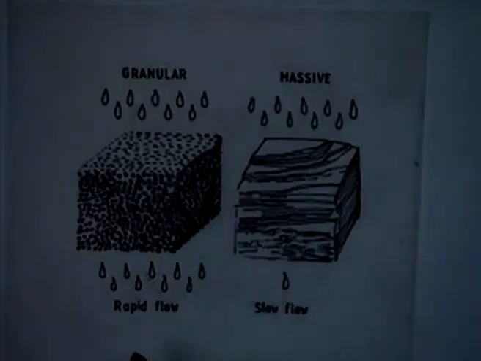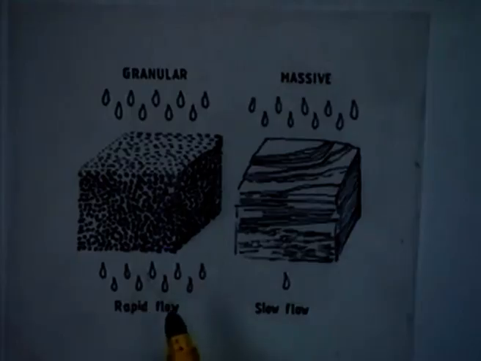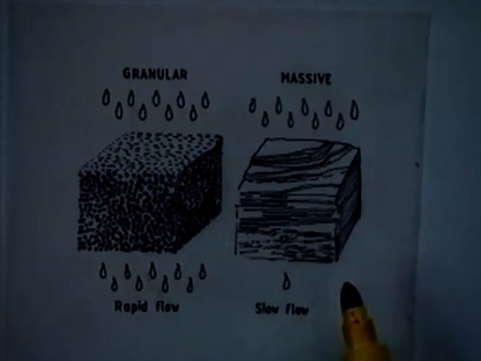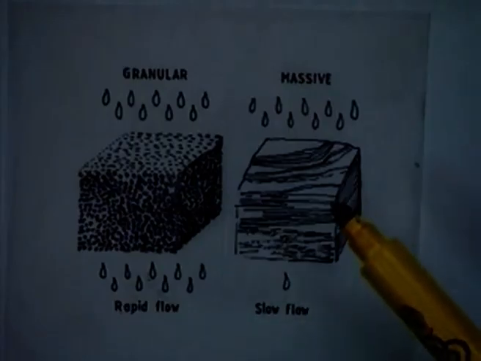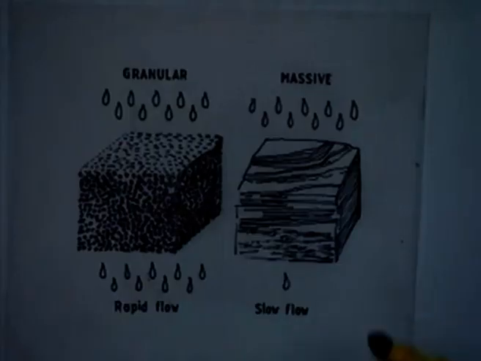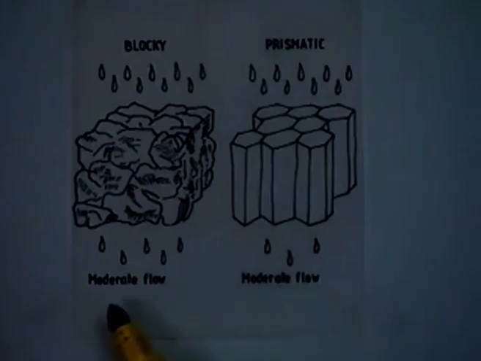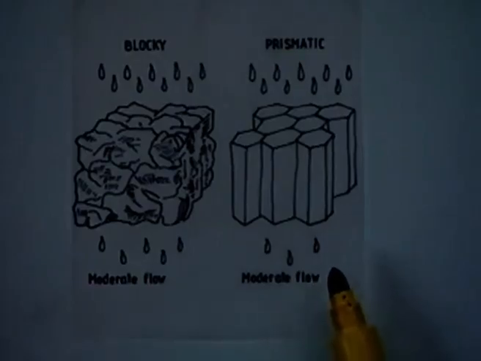Now, between the two structures, in one case the placement of the aggregates will be such that there are more pore spaces. The pore spaces allow the water to move through them, whereas in the case of a massive structure, the placement is such that the pores are not in a position to let the moisture move out of its structure. Whereas the other two structures, the blocky and the prismatic, have a moderate rate of flow through them.